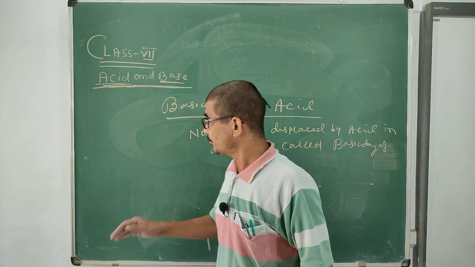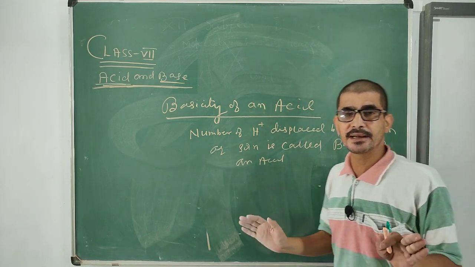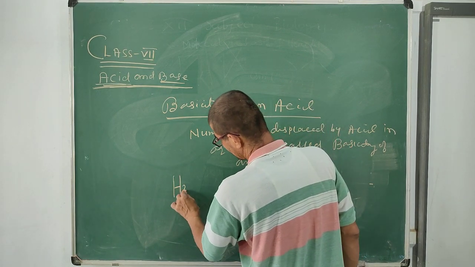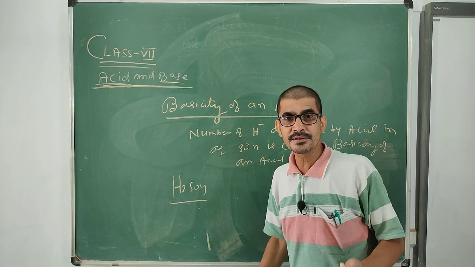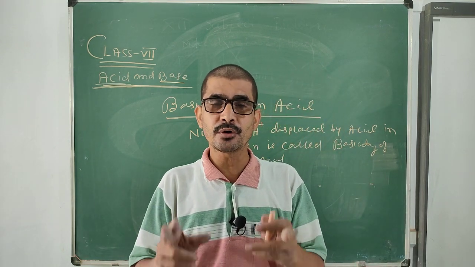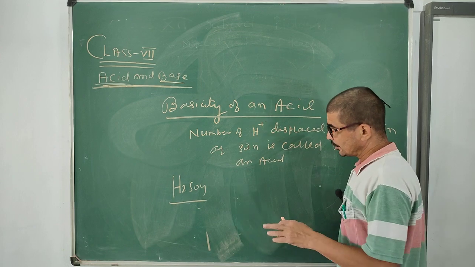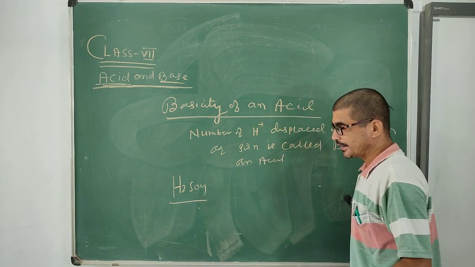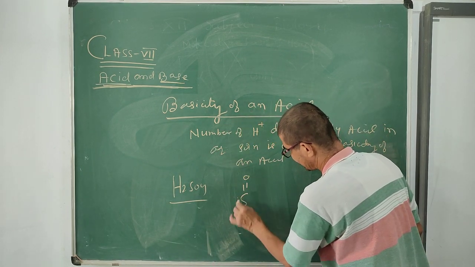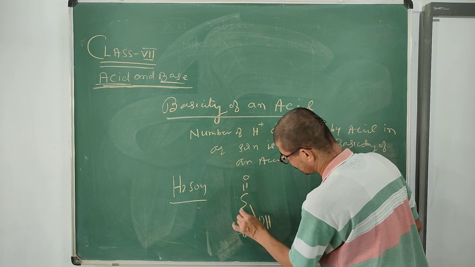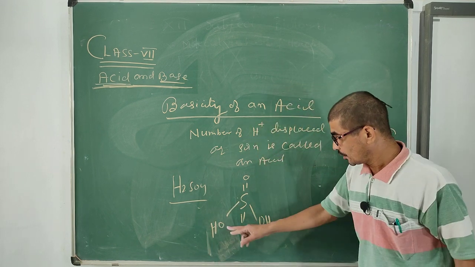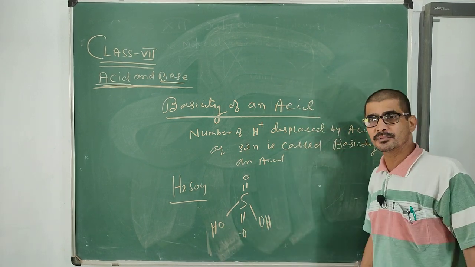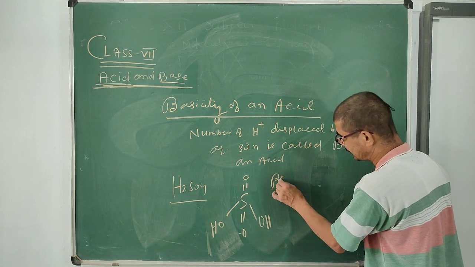So how can you identify how many hydrogen atoms are displaced by an acid? This can be made clear by writing the structure of the acid. Sulfuric acid is called a dibasic acid. It means its basicity is 2. It is also known as a diprotic acid. So this is the structure of sulfuric acid, and after writing it, we can see that both hydrogens are attached to oxygen and both are replaceable. So it gives 2 replaceable hydrogen ions. It means its basicity is 2.